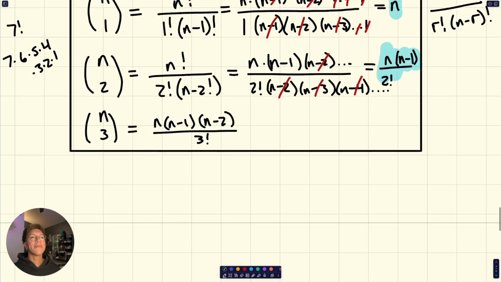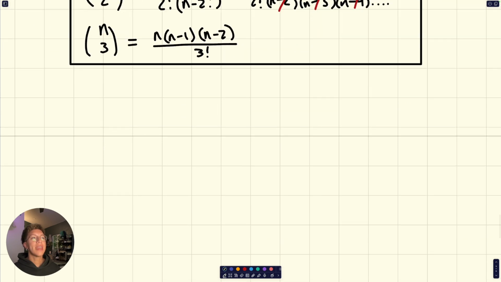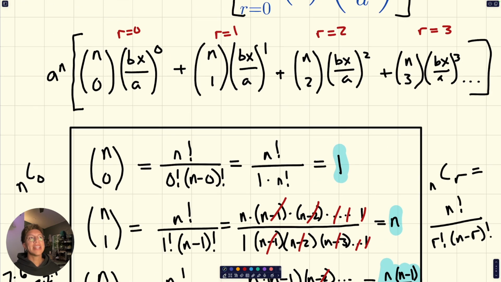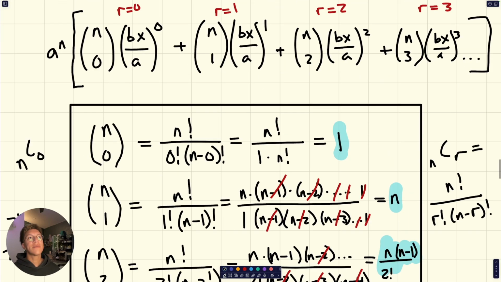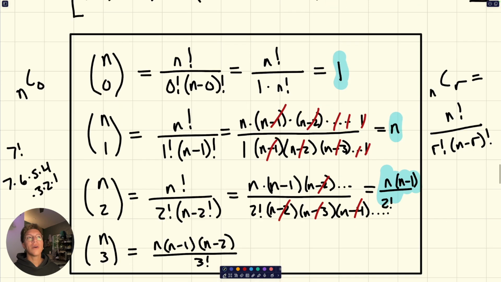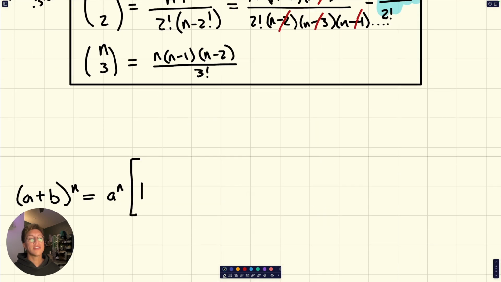So if we take all of that and we put it all together, we're going to get an expanded form of this formula. We get a plus b to the n power. Up here we have a to the n out front. And then inside the brackets, let's use brackets, keep it consistent. We're going to have our very first term, which is n choose 0. N choose 0 is 1. And this term, anything raised to the 0th power, is 1. So we get 1 as the first term.